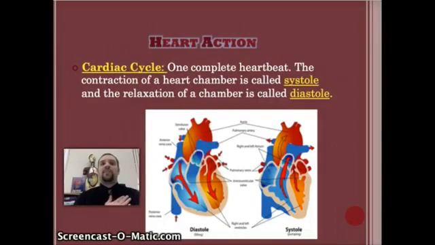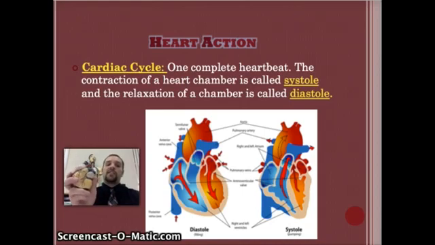So take a moment here, put your hand over your heart, and see if you can find a heartbeat. Hopefully you can feel this lub-dub, lub-dub, lub-dub. What we're going to be looking at is your cardiac cycle to see how your heart actually goes in action, and we're going to look at the function of it.